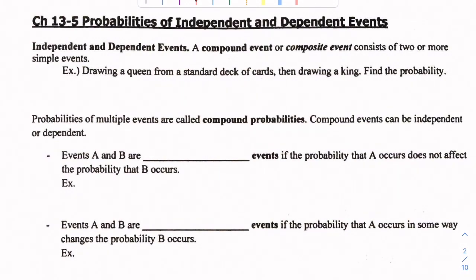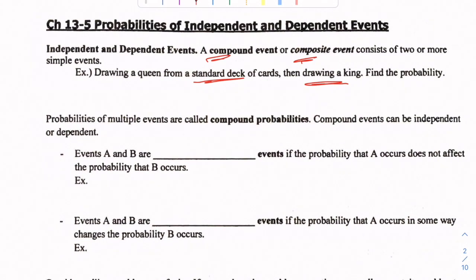A compound event or composite event, okay, compound, composite, that just means more than one, consists of two or more simple events. For example, okay, here are your two events. Drawing a queen from a standard deck of cards, then drawing a king.